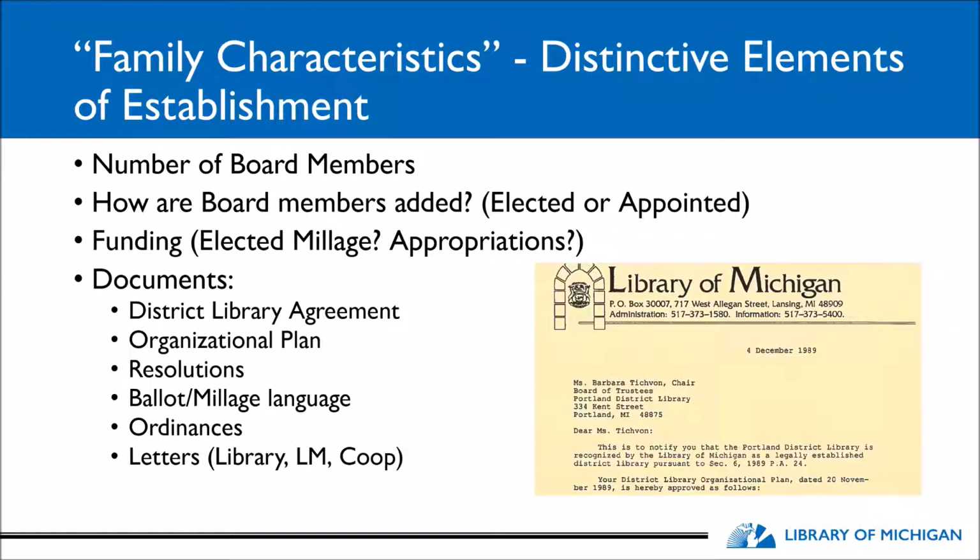Or you may also have letters in your files. There could be a letter from the Library of Michigan that confirms your establishment type. Usually when a library is first established, the Library of Michigan issued letters congratulating the library and confirming that the Library of Michigan recognizes this library as a blank library. So it would list your establishment type. Some very older libraries may not have those letters, and I'm talking about libraries from the 1800s, early 1900s, but many, many libraries do.